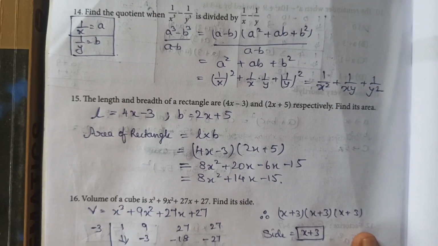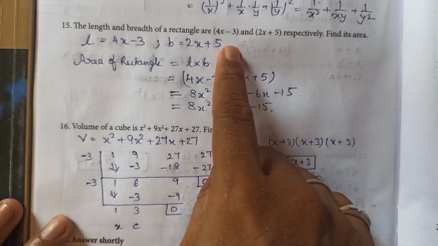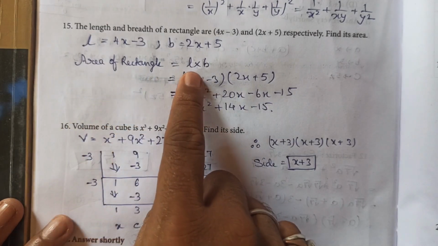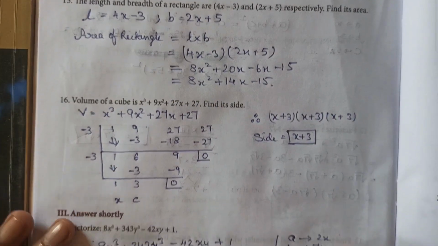we can solve this. The length and the breadth of the rectangle are clearly given. So we know that the area of a rectangle is length into breadth, just multiply, and the rest is the answer.